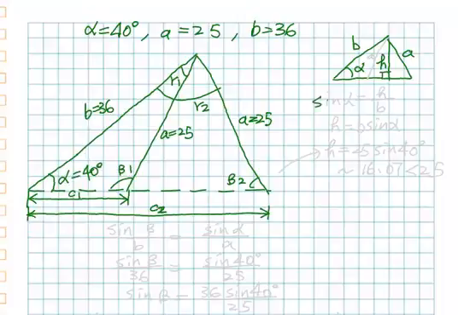Using sine function, we have sine of alpha equals opposite over hypotenuse, which is h over b. Using cross multiplication, we have h equals b times sine of alpha. In regard to our specific information, I substitute in b and alpha to get h equals 25 times sine of 40 degrees.